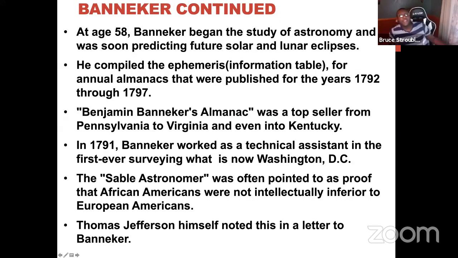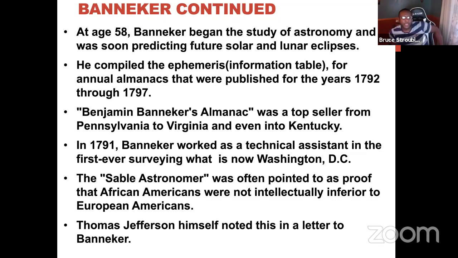At age 58, he started to study astronomy, and he was soon able to predict future solar and lunar eclipses. He created an information table for annual almanacs, published in 1792 and 1797, referred to as Benjamin Banneker's Almanac. It was a top seller throughout Pennsylvania, all the way to Virginia, and even sold copies in Kentucky.